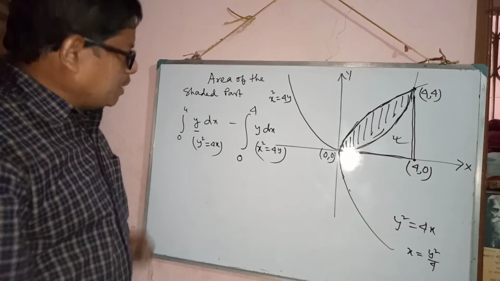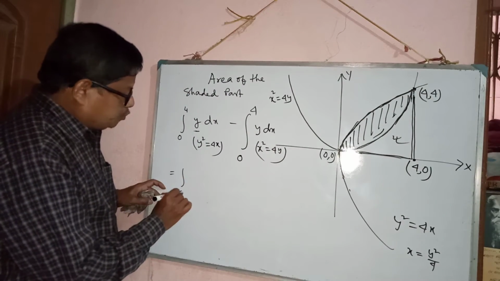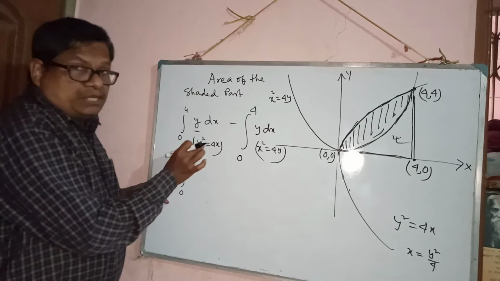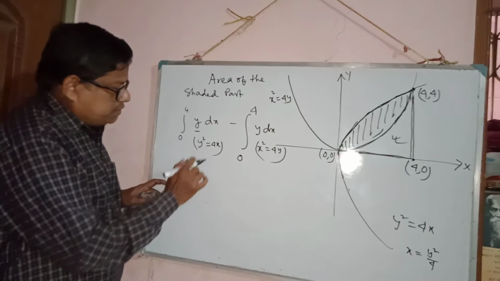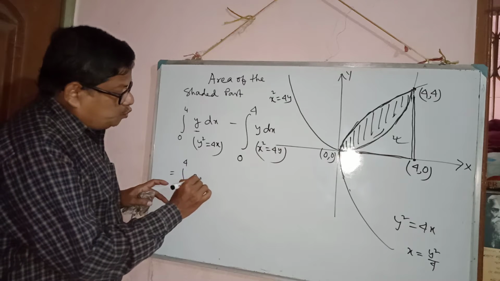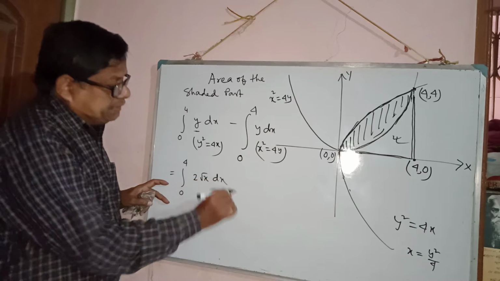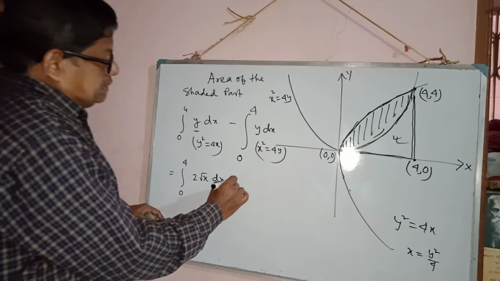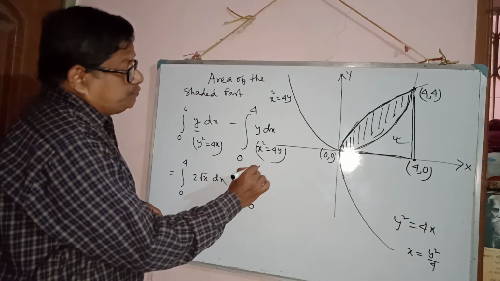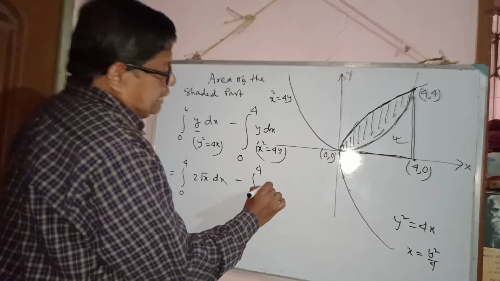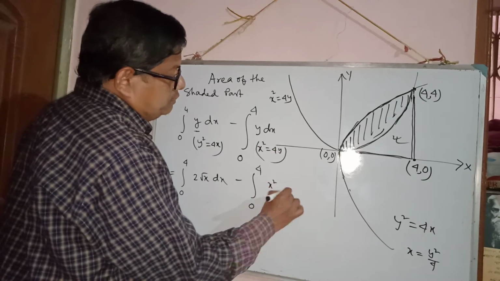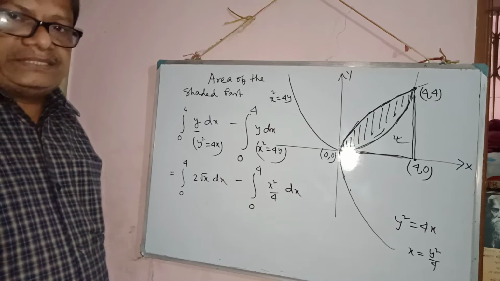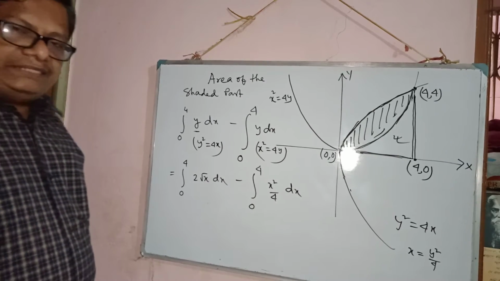Understood? Now 0 to 4 y dx is given. So write here y square equals 4x, so you can write 2 root x dx, minus 0 to 4, here y means x square by 4 dx. Now all of you know integration.